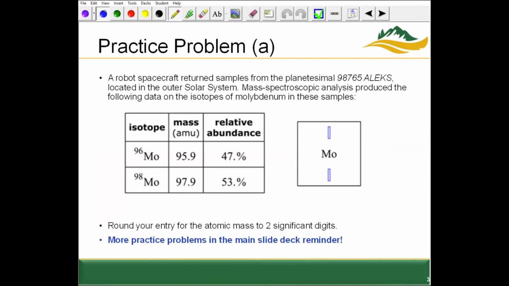So in this practice problem, we're going to use this table of data to fill in these blanks here. And just another reminder, remember there are more practice problems in the main slide deck. So if you want more practice, go ahead and refer back to that main slide deck, or let me know in office hours if you want to work through any additional practice problems.